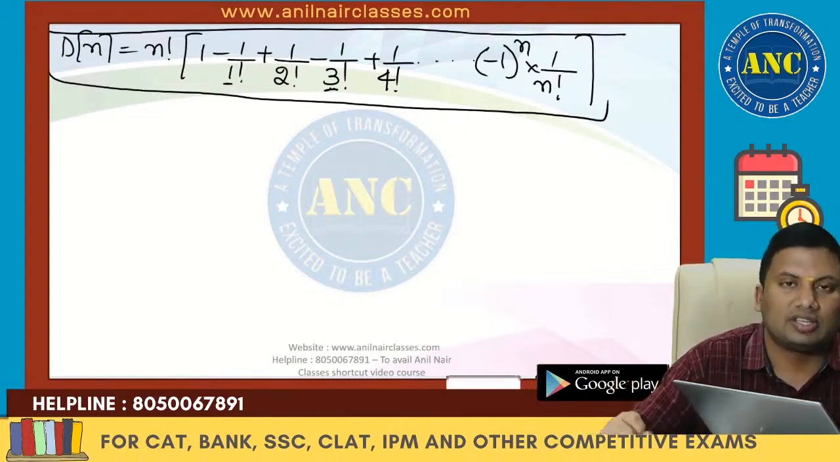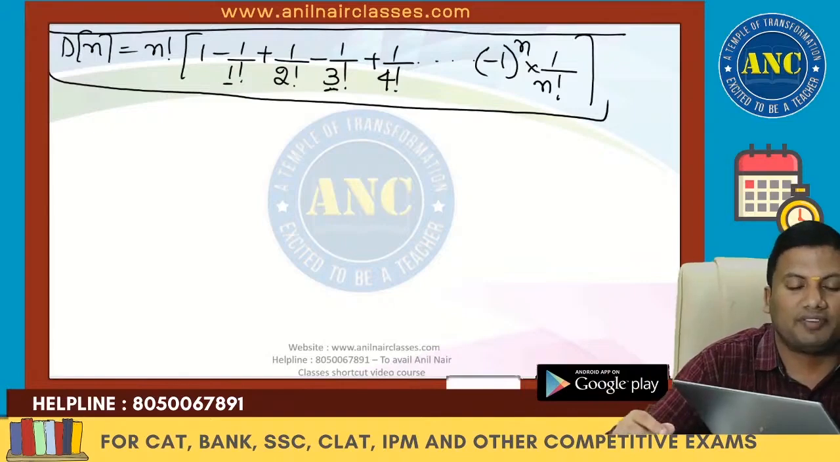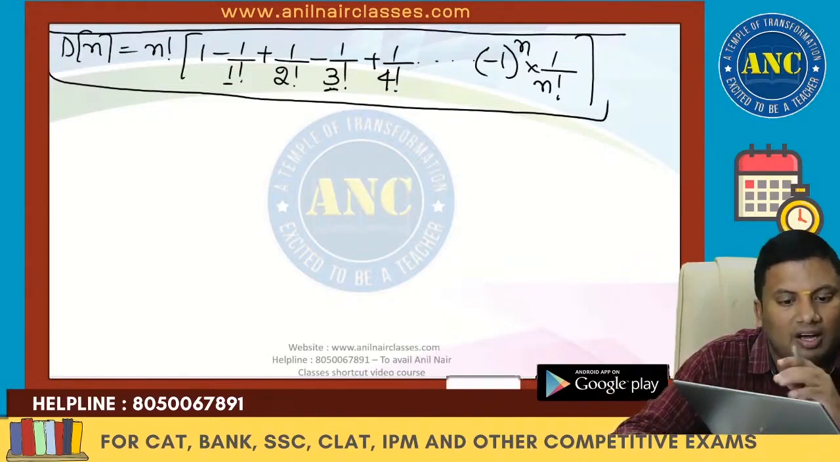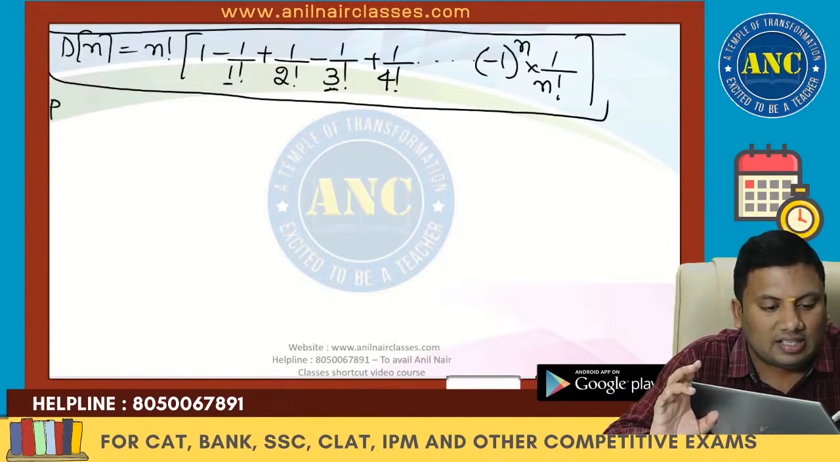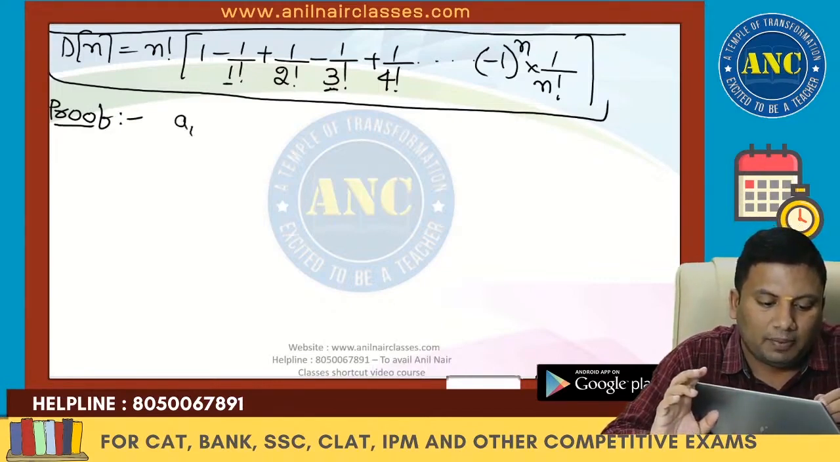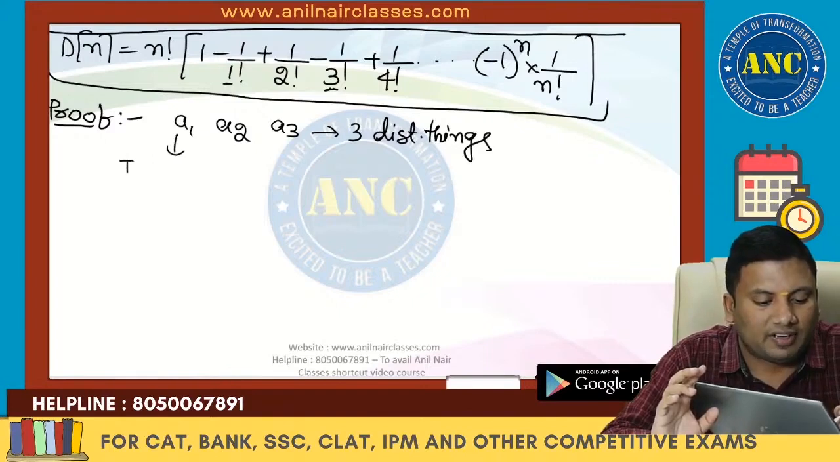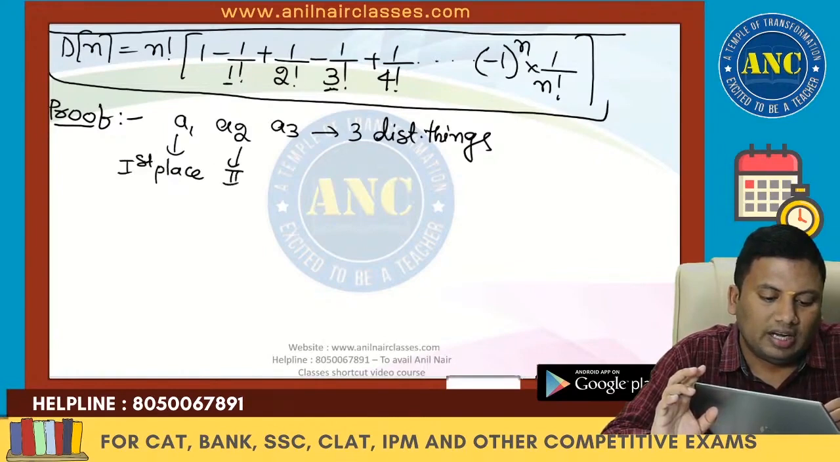Now we have seen the definition of a dearrangement, the various examples of a dearrangement, and the formula for a dearrangement. Now let us see the proof of this formula, how it came into the picture. Let me take an NCERT example. A1, A2 and A3, these are three distinct things. A1 should be in first place. A2 should be in second place.